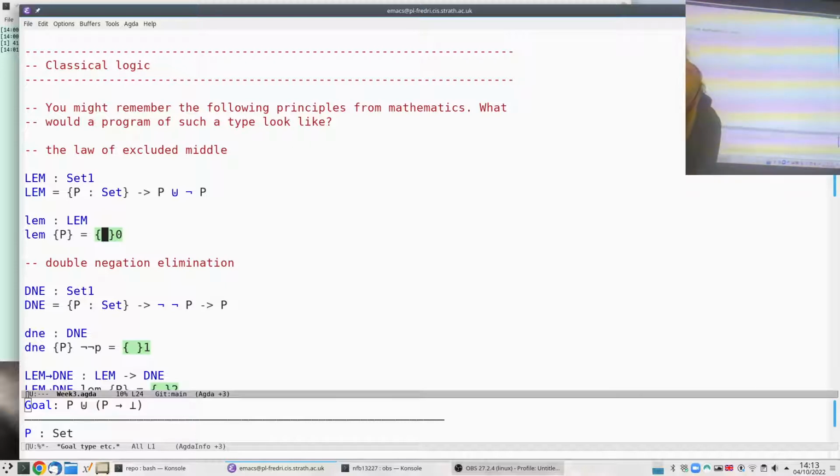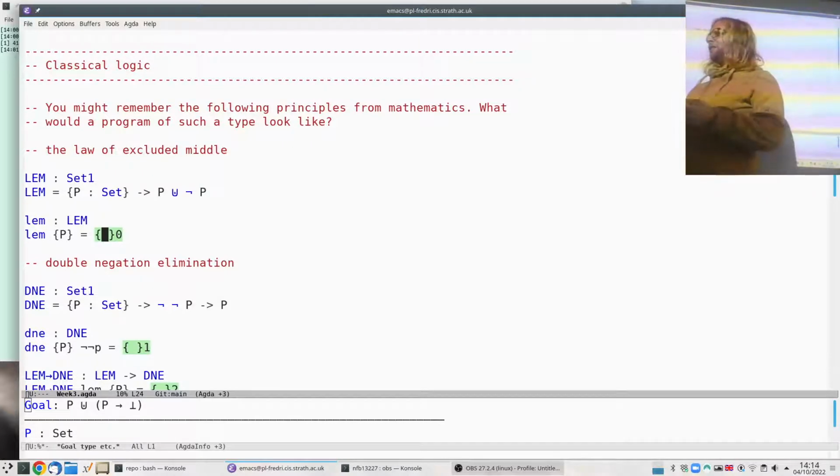If P is the natural numbers, you can go left and give your favorite natural number, which is 42. And if P is empty, then you can go right, and you can give your favorite and only function from the empty type to the empty type, which is the identity function. But in general, for an arbitrary P, we have no way of finding out if it's empty or not.